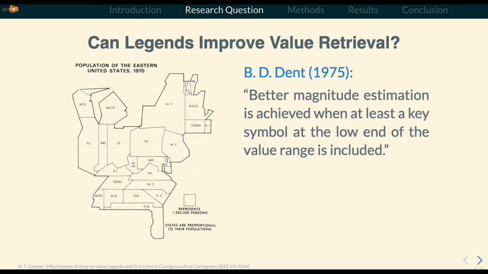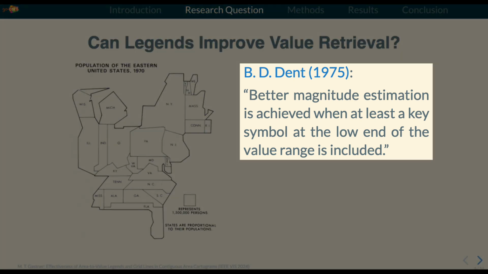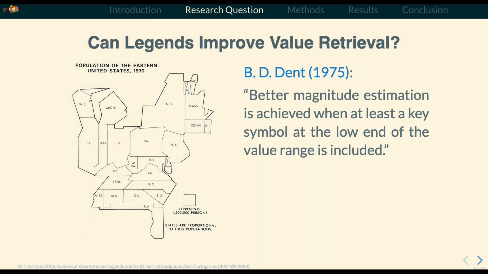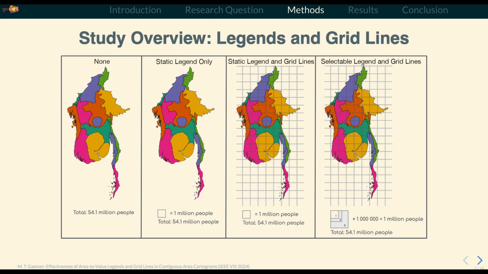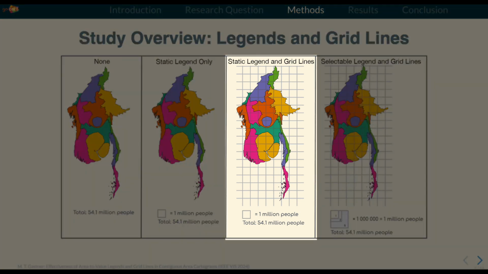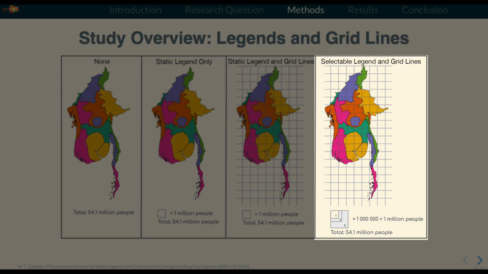In 1975, cartographer Borden Dent conducted experiments showing that magnitude estimation in cartograms improved when at least one key symbol at the low end of the value range was included. As an example, he presented a population cartogram of the eastern United States with a legend in the form of a square which corresponded to 1.5 million people. Building on Dent's findings, we introduced two additional features: grid lines, and an interactive selectable legend that allows users to choose a square size for reference.